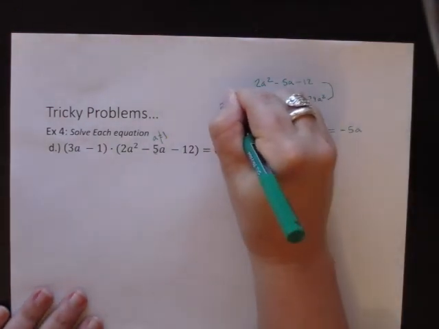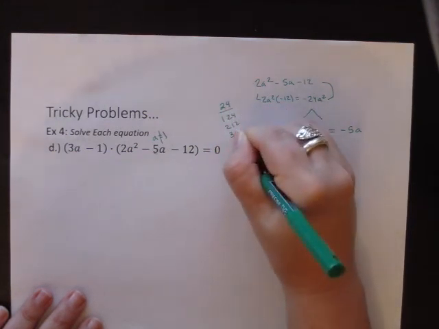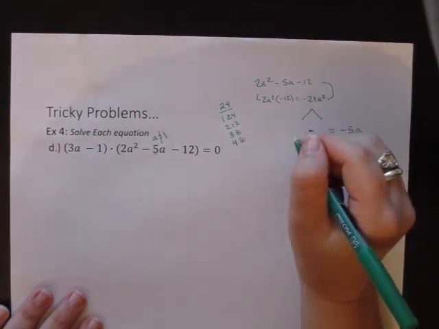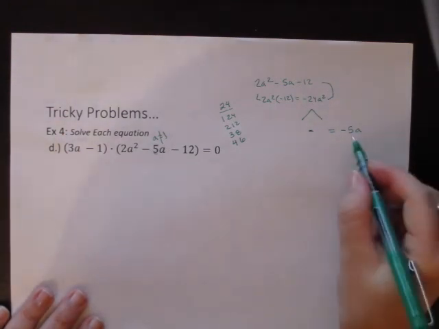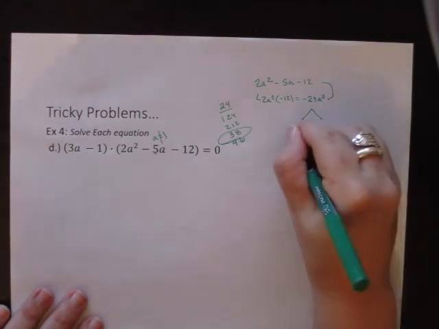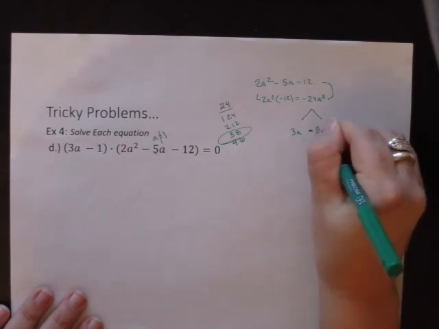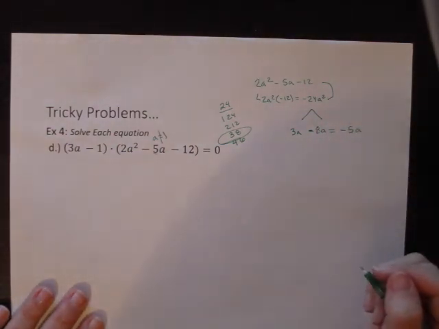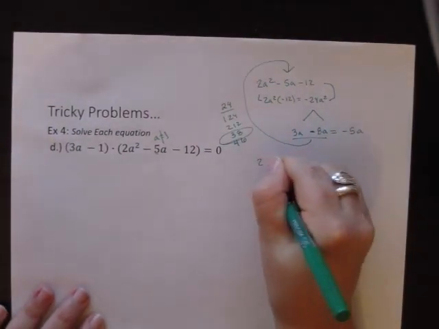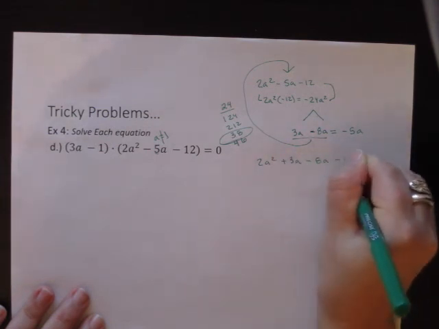Find my factors of 24: 1 and 24, 2 and 12, 3 and 8, 4 and 6, and that's it. Okay, so in order for me to get to a negative 5a, I've got to use this 3 and 8. Order is going to be important. So I'm going to go 3a minus 8a, and that will get me to a negative 5. So now I'm going to take this and replace it back into my b, and I'm going to go 2a squared plus 3a minus 8a minus 12.